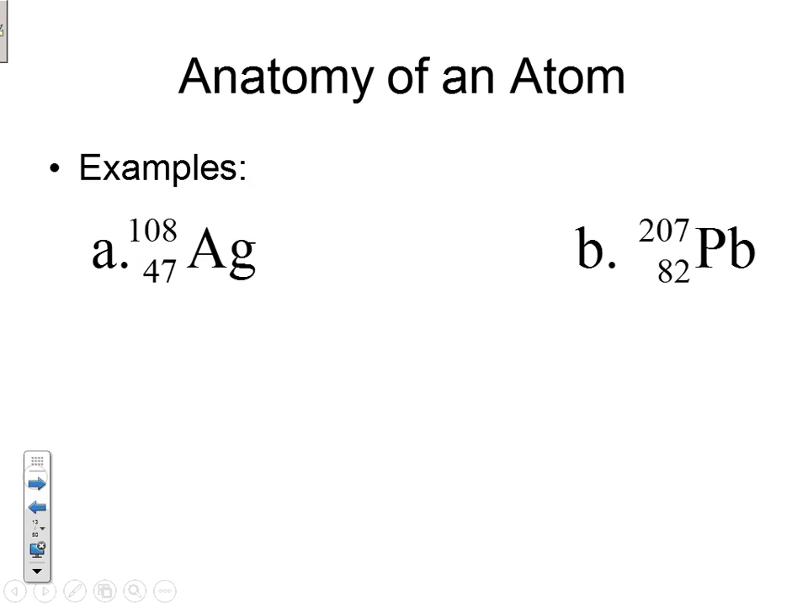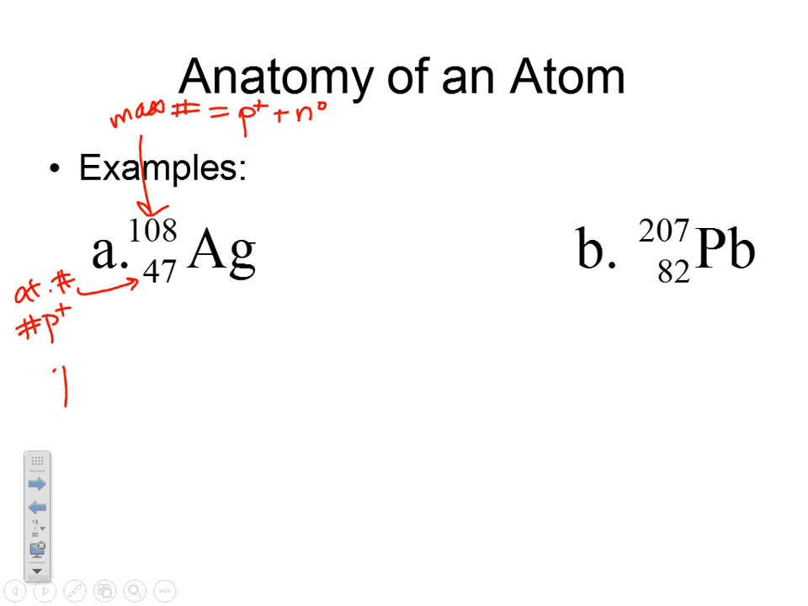This will always be true for an atom. So looking at an example of this, we're going to work out subatomic particles for this silver, Ag is silver, and for this lead atom. So just a reminder again of what the numbers written around it mean: the number in the bottom left-hand corner, that's the atomic number, and the number in the top left-hand corner is the mass number. And what does atomic number mean? Atomic number means number of protons. What does mass number mean? Mass number is equal to protons plus neutrons.